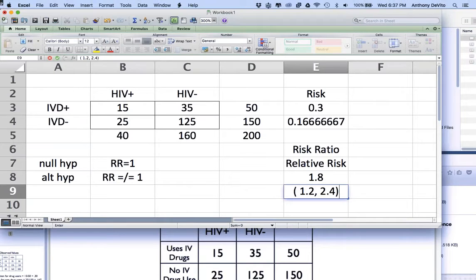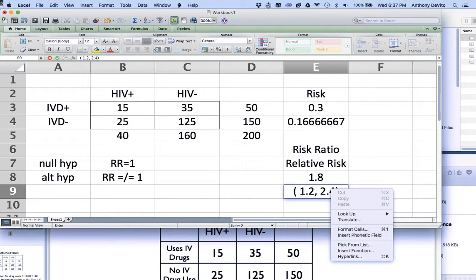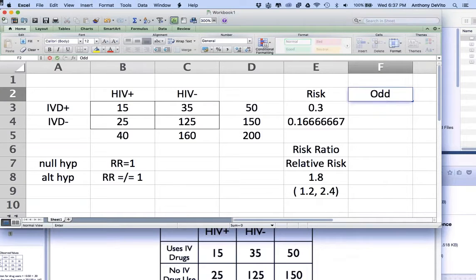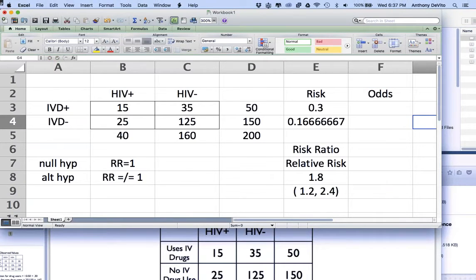Okay, so now, instead of calculating the risk for these two outcomes, I'm going to calculate the odds for these two outcomes. So I'm going to go up here and make another column here called odds.